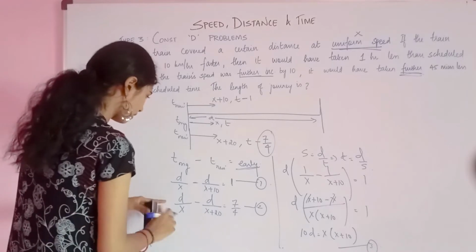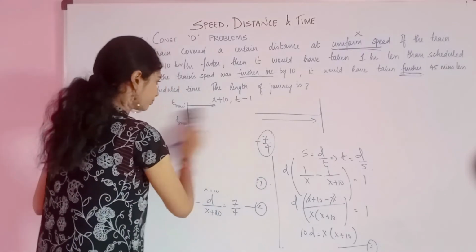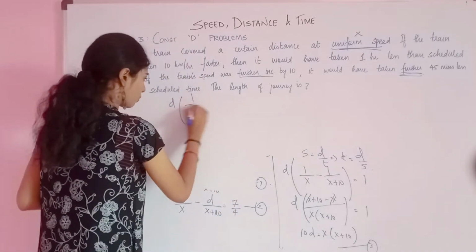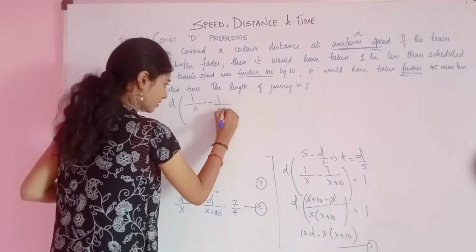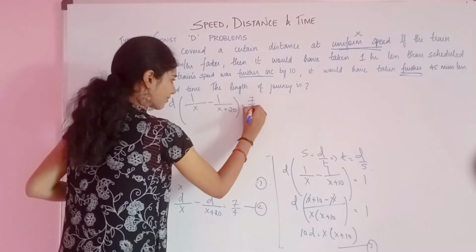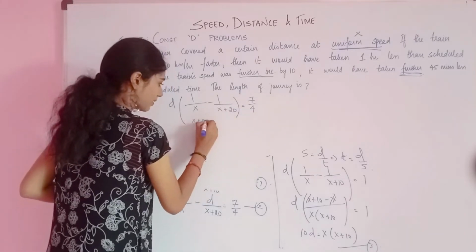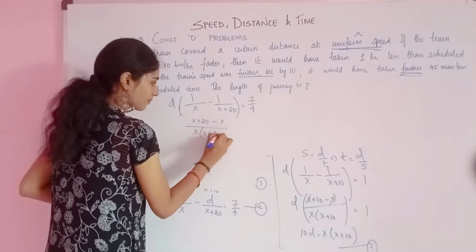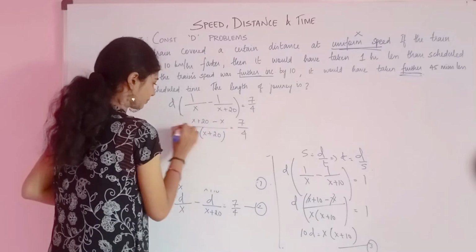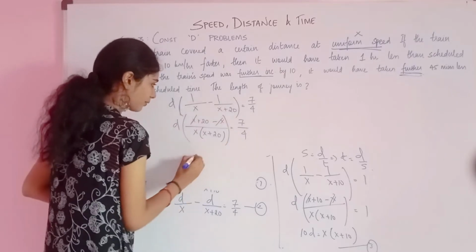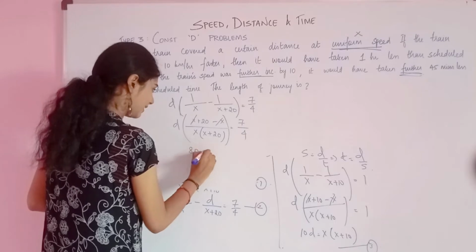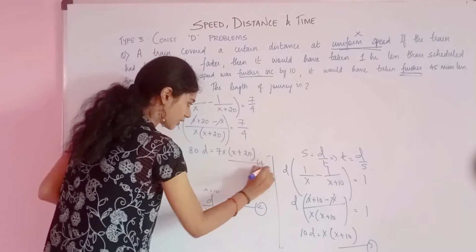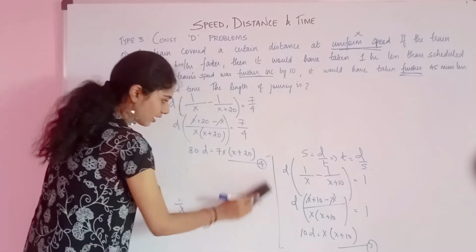Now simplifying equation number 2, what do you get? Equation number 2 is d into 1 by x minus 1 by x plus 20 is equal to 7 by 4. So x plus 20 minus x divided by x into x plus 20 is equal to 7 by 4. So x gets cancelled off, and what do you have? 80d is equal to 7 into x into x plus 20. So this is our equation number 4. Is it clear so far?